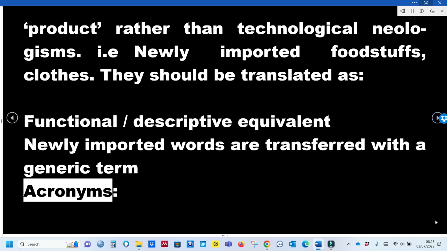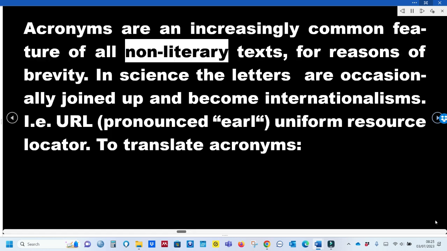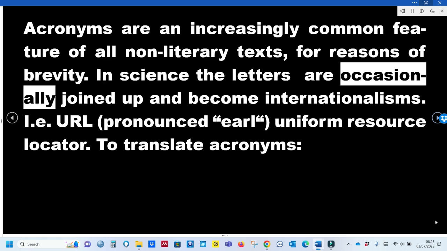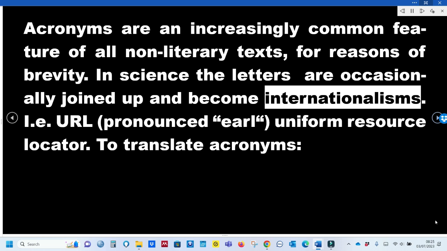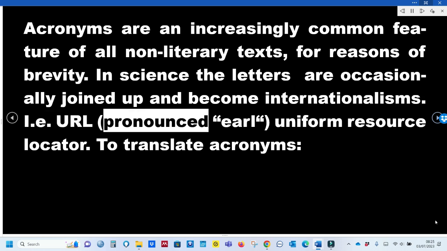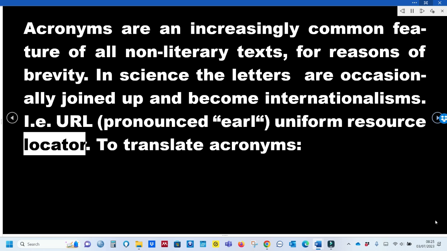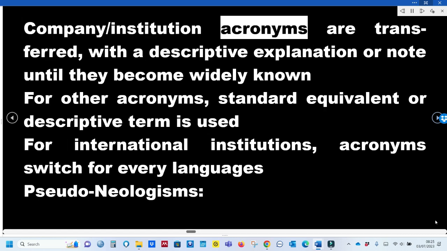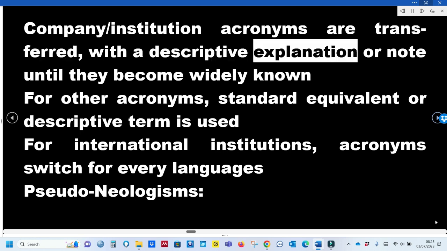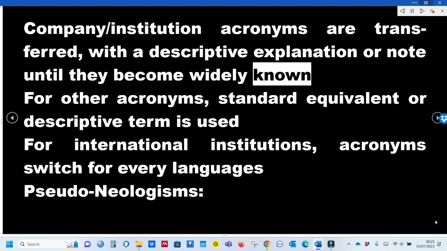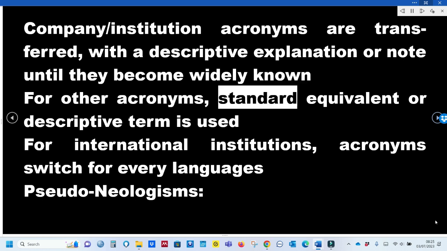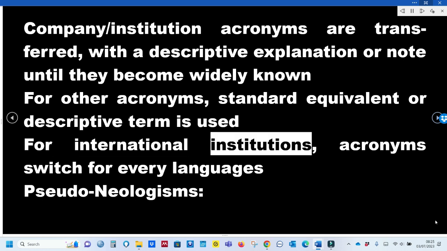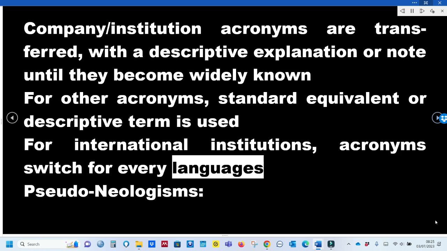Acronyms. Acronyms are an increasingly common feature of all non-literary texts, for reasons of brevity. In science, the letters are occasionally joined up and become internationalisms. For example, URL, pronounced URL, Uniform Resource Locator. To translate acronyms, company institution acronyms are transferred, with a descriptive explanation or note until they become widely known. For other acronyms, a standard equivalent or descriptive term is used. For international institutions, acronyms switch for every language.